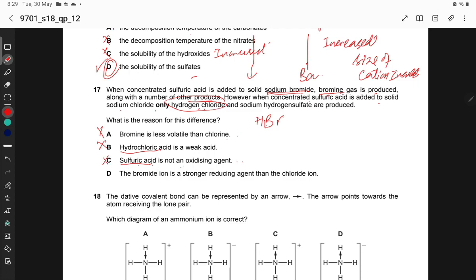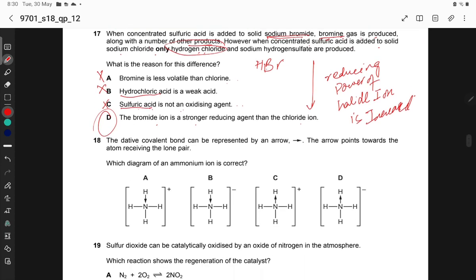Sulfuric acid is an oxidizing agent. The bromide ion is a strong oxidizing agent. Yes, the bromide ion is a stronger reducing agent than the chloride ion, because down the group the reducing power of the halide ion is increased. So D option is correct.